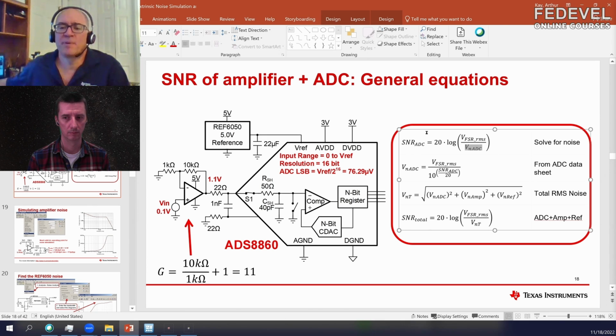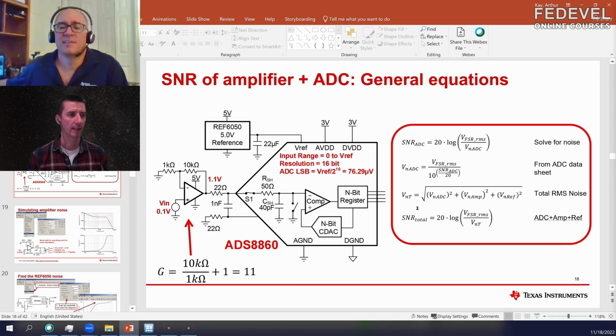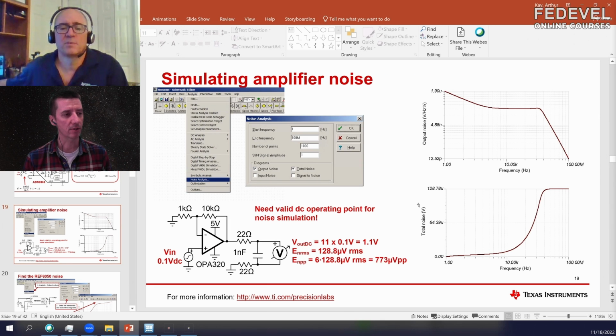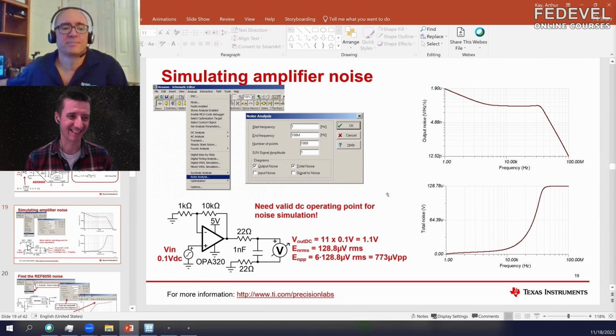And so then you just rearrange this equation algebraically to solve for this noise, because that may not be spec'd in the data sheet of the A to D converter. Frequently they'll spec signal to noise ratio. So when you rearrange it, you take the full scale range in RMS, which is the RMS value of this 5-volt reference, and you divide by 10 to the signal to noise ratio divided by 20. Yeah, okay, I understand.